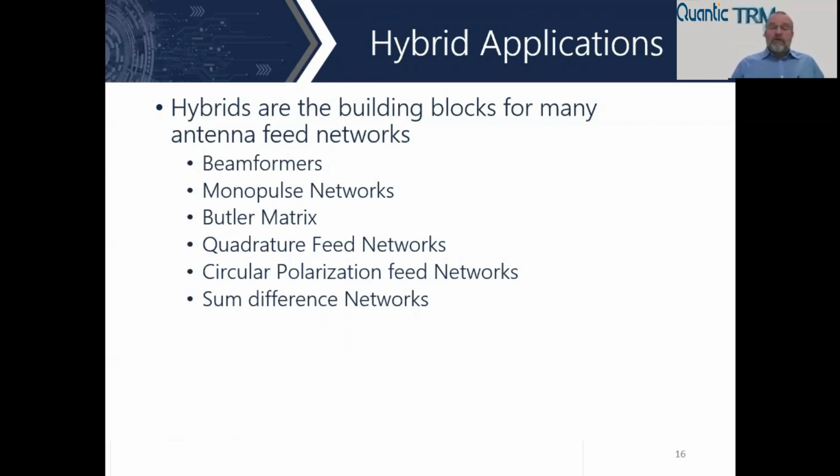There are some topologies that are quite nice to be used, and sometimes in some applications it makes sense to use a hybrid in lieu of a power divider for certain applications. But basically, hybrids are used as building blocks for beamformers, monopulse networks, Butler matrices, quadrature feed networks, circular polarization for antenna feeds, some difference networks.